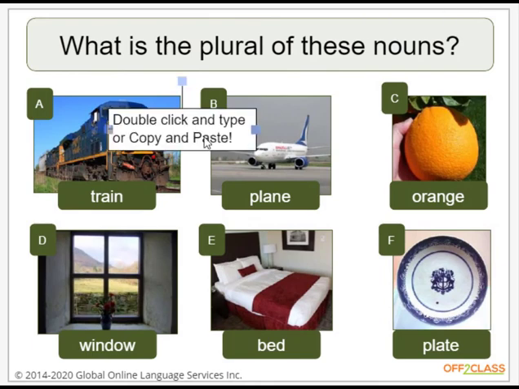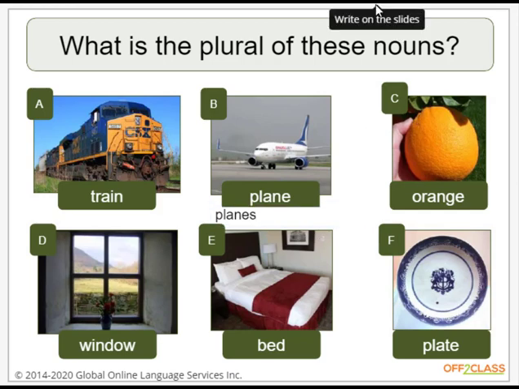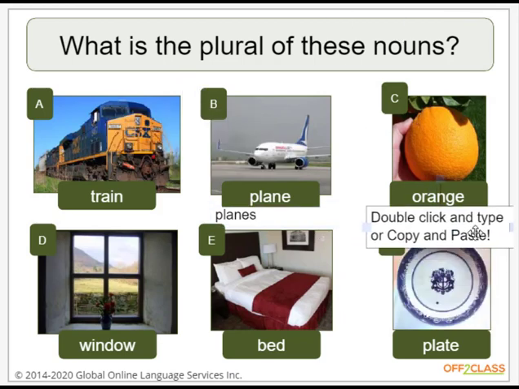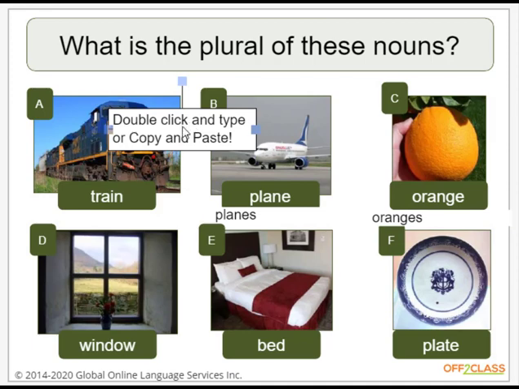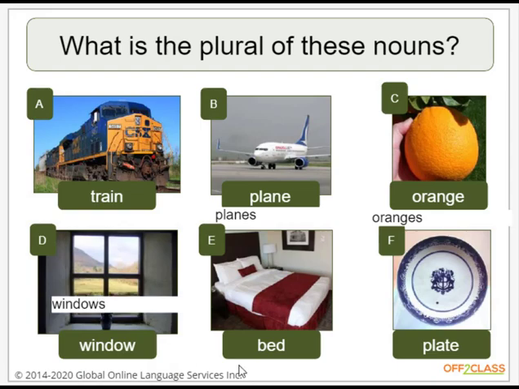How about plane? Well, that would be planes. How about orange? How do you make orange plural? Oranges, so it's with an S. Window, windows. Okay, let's keep going.